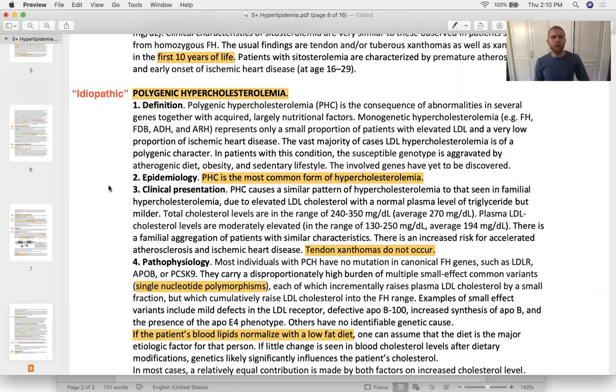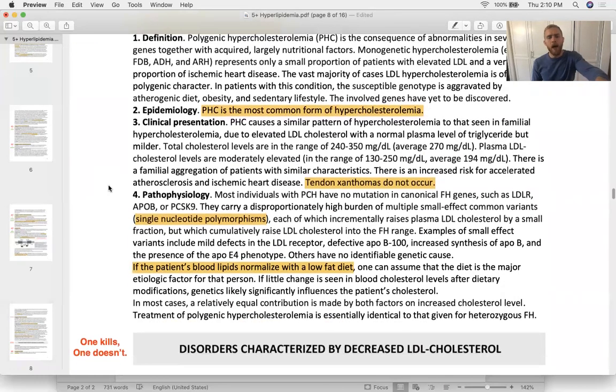Polygenic hypercholesterolemia is a fancy way of saying we don't really know what's going on. It's idiopathic, and it could be due to a great multitude of different genes interacting with one another. So because it's so multifactorial, we just call it polygenic. It presents very similarly, albeit without tendon xanthomas, to the other type 2As. It's due to SNPs, single nucleotide polymorphisms.